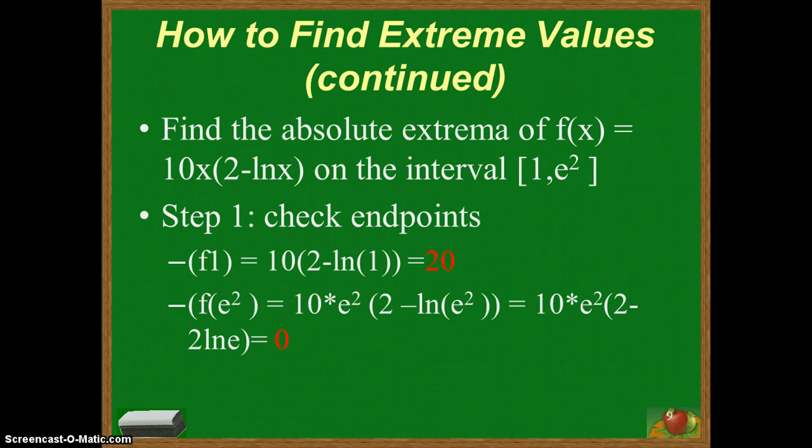Step 1, check endpoints. We find that f of 1 equals 10 times the quantity 2 minus the natural log of 1, which is a value of 20. f of e squared is 10 times e squared times the quantity 2 minus the natural log of e squared, and that simplifies out in the wash to be 0. Keep those numbers in mind.